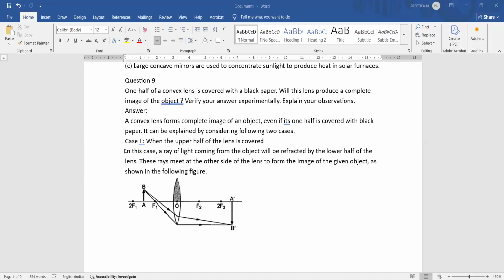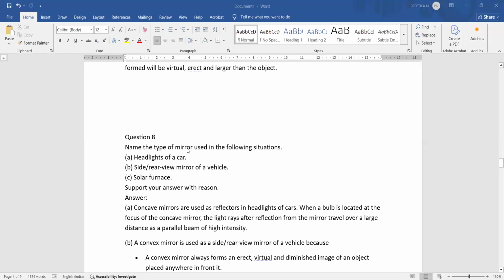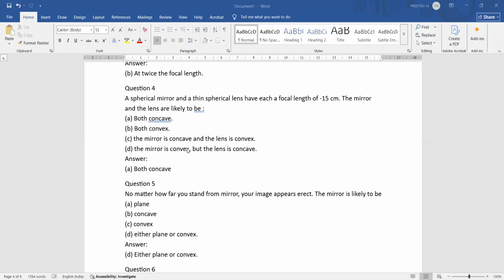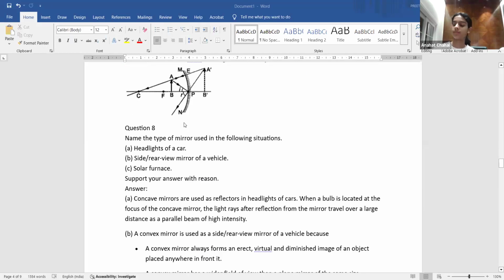What is the answer for the 4th question? 4th question? Answer you tell me beta. क्या होना चाहिए? You read it and let me know. Try to answer it. They are telling you there is a spherical mirror and the lens. दोनों का focal length is -15. तो दोनों concave होंगे, convex होंगे, mirror concave होगा, lens convex होगा, mirror convex होगा, lens concave होगा. तो obviously focal length negative हमेशा concave के केस में ही होता है, दोनों केसेस में, चाहे mirror हो चाहे lens हो. So that means both should be concave because the focal length is negative. Got that, Anaha? All right.